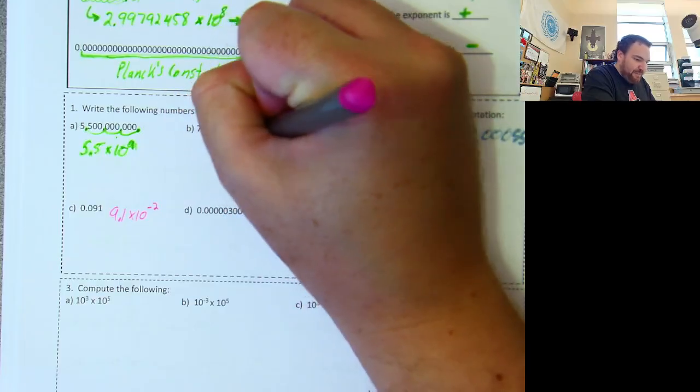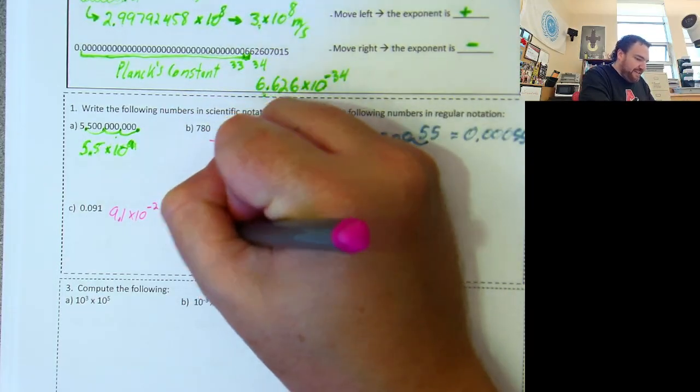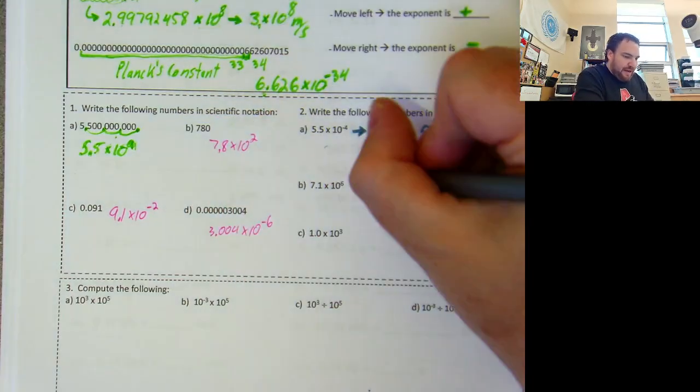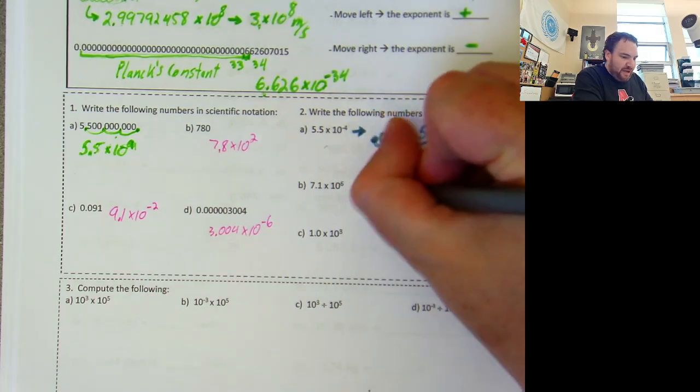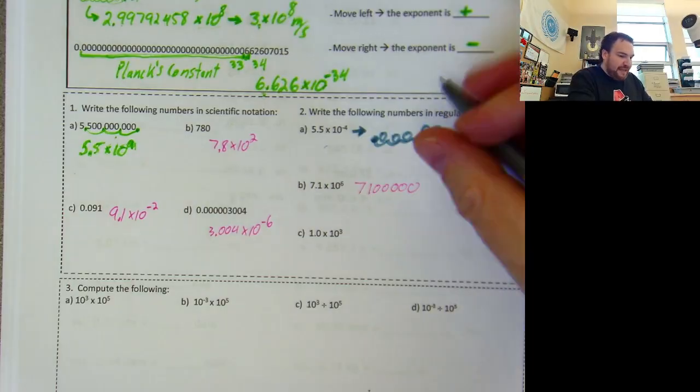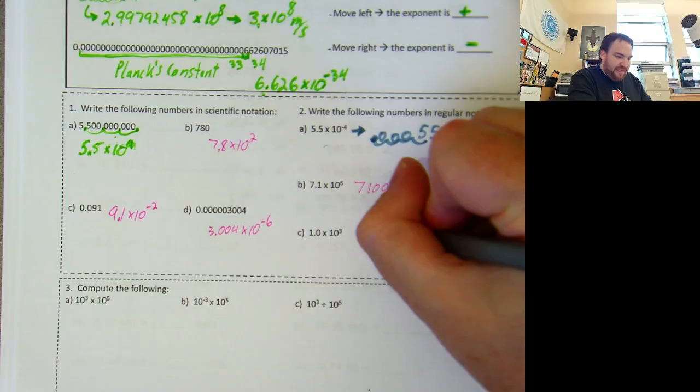7.8 times 10 to the positive 2. 3.004 times 10 to the negative 6. This is going to be 7,100,000. So 7-1 followed by 5 zeros. And then this number here is going to be 1,000.